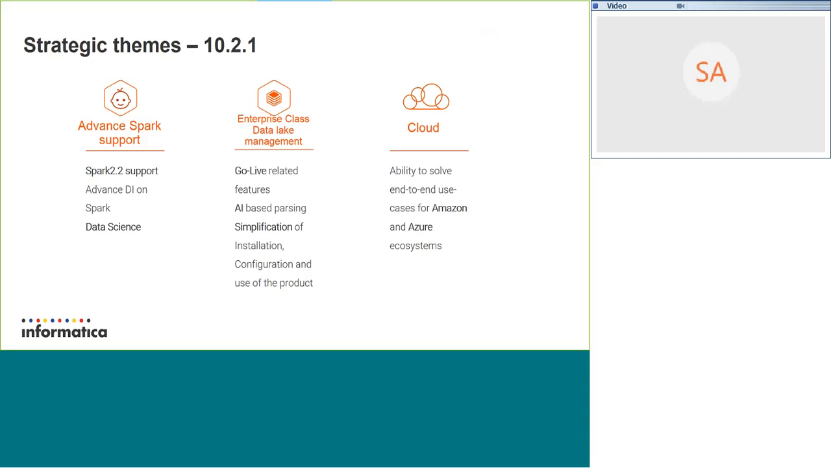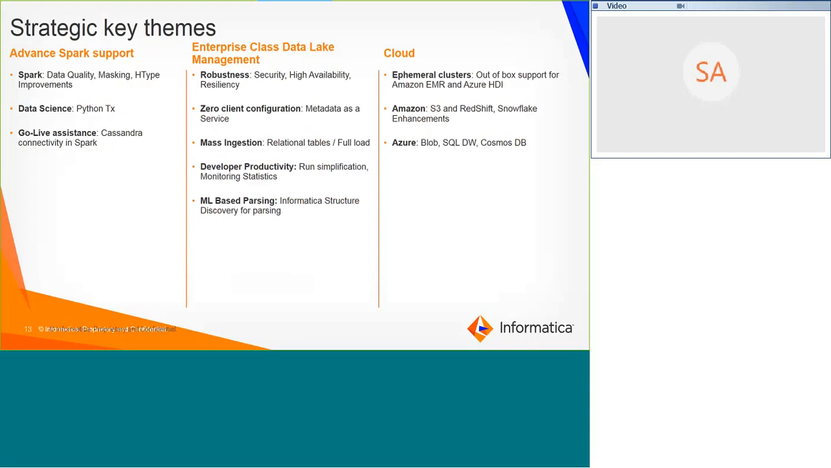And then the next theme is on cloud, where we want to be the best in breed in both Amazon and Azure ecosystems. So this is a quick highlight of what we are doing in different themes, and I will be going into the details about each of these themes in my upcoming slides.